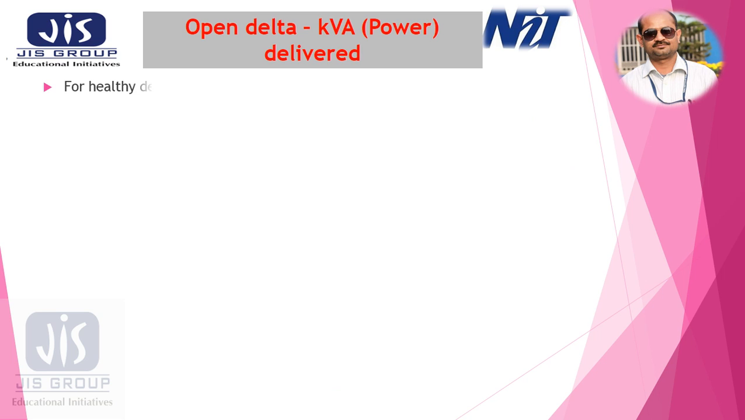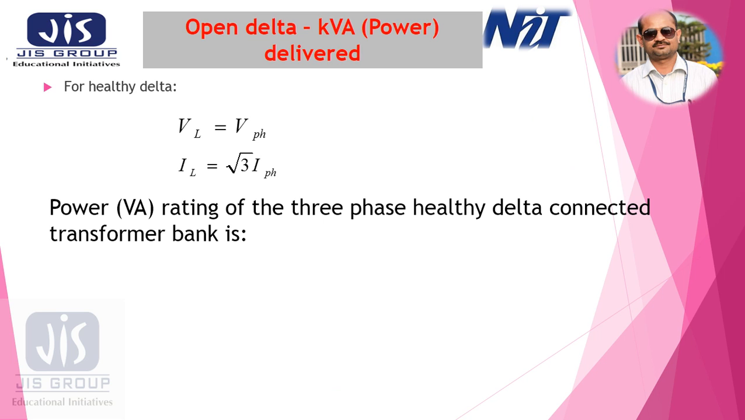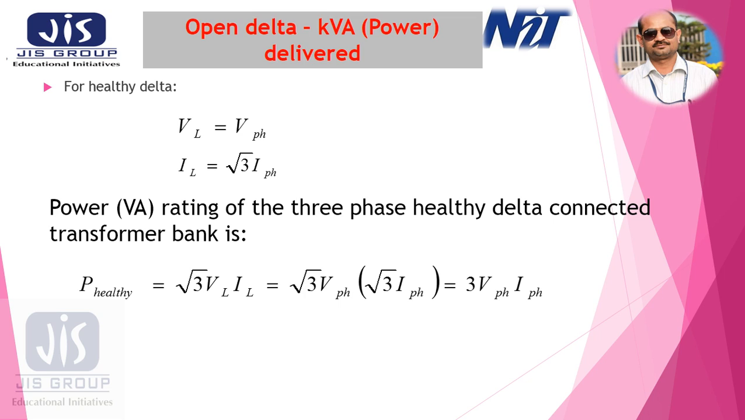Now for a healthy delta, VL equals this, IL equals this. So what will be my power? √3 VL IL, √3 V phase, and for delta we know the relation between phase current and line current: IL equals √3 I phase. So it becomes 3 V phase I phase. So we can write it in terms of line-to-line voltage as √3 VL IL, or 3 V phase I phase in terms of phase voltage.